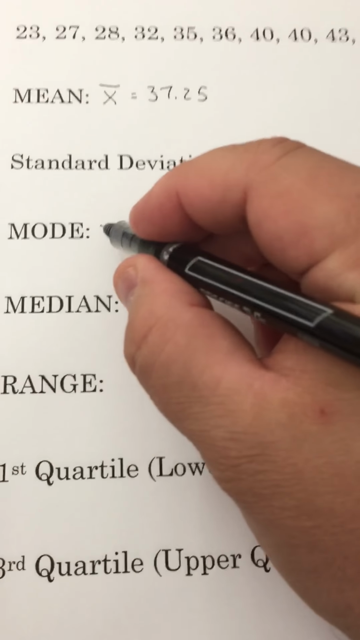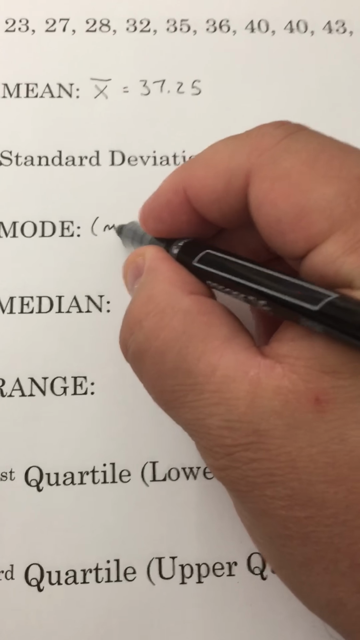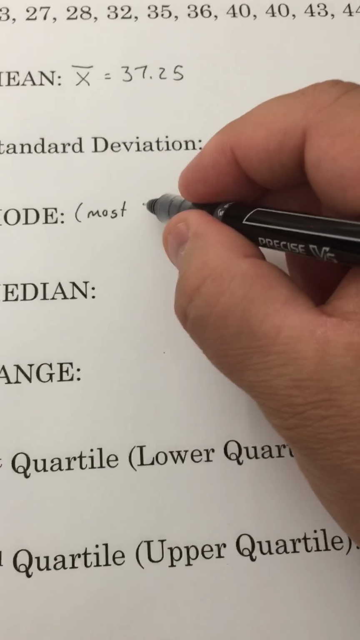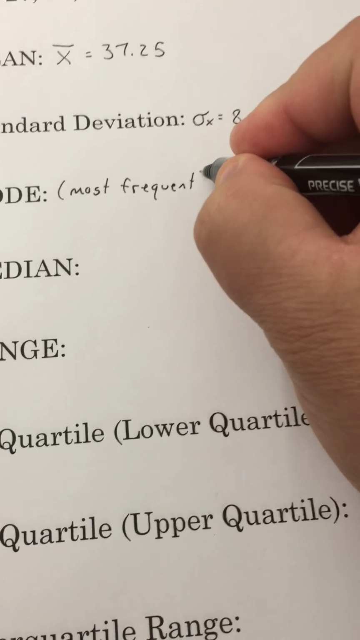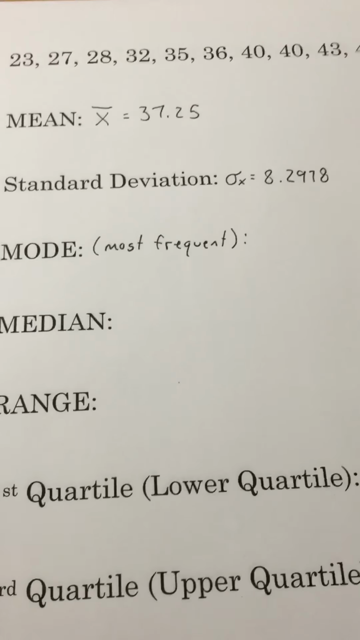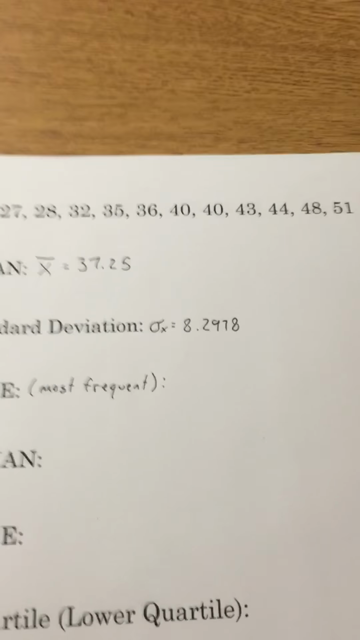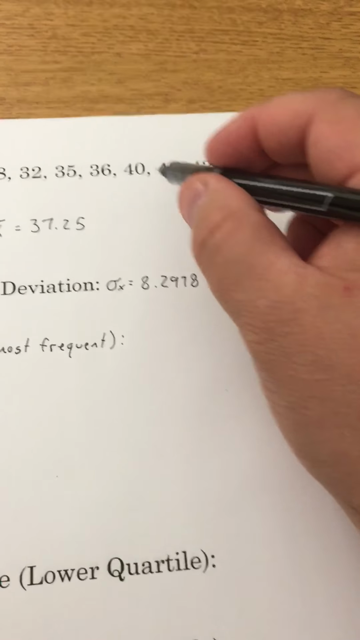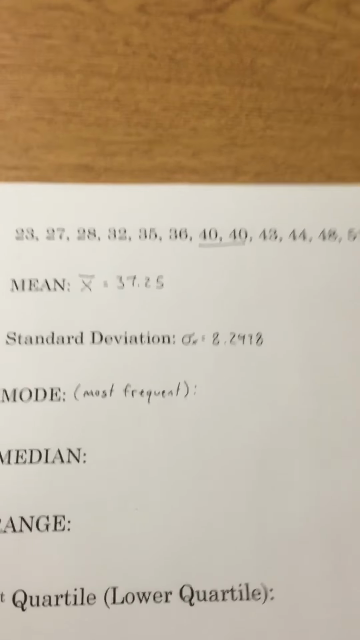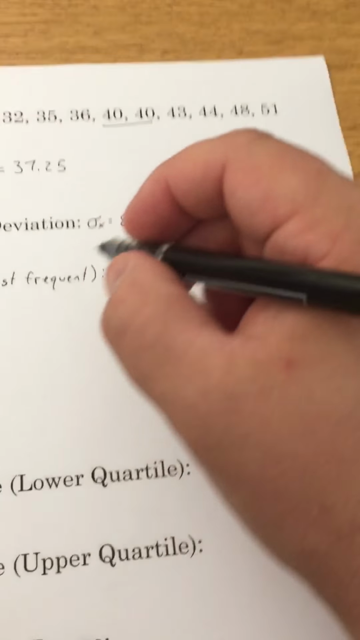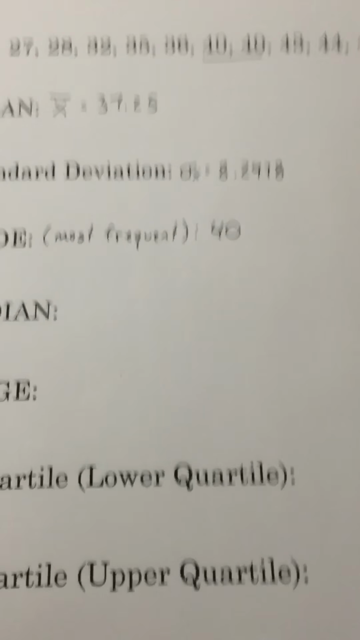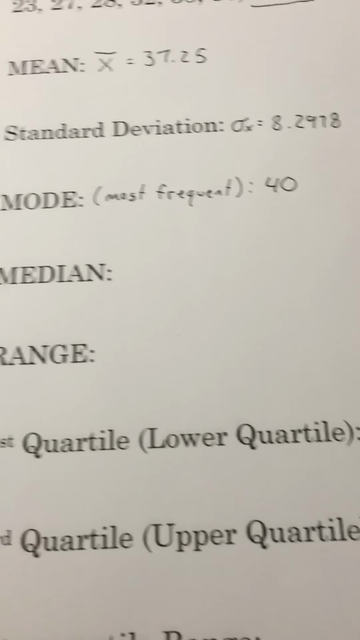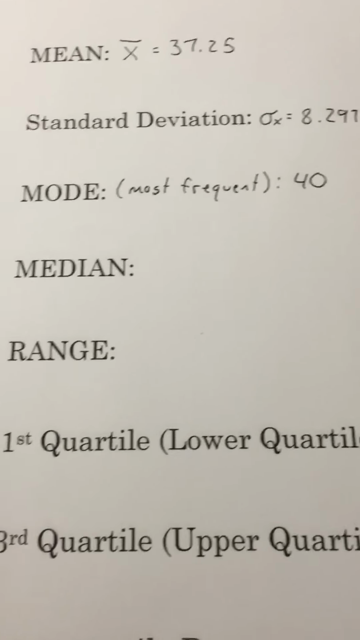Now the mode, if you remember, it's not in the calculator, it's the most frequent number. So you're going to have to look at your list of numbers, and I see that 40 happens twice. No other number happens more than once. So 40 is the mode.